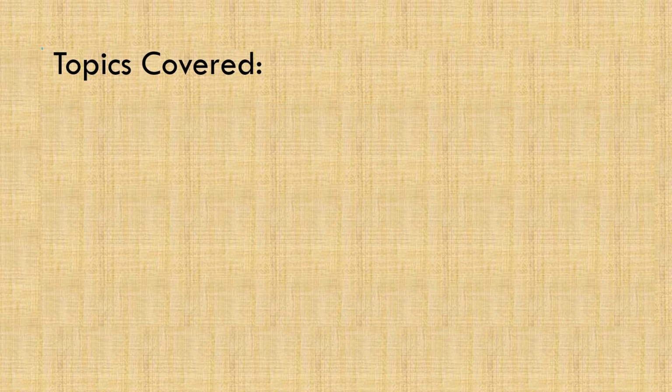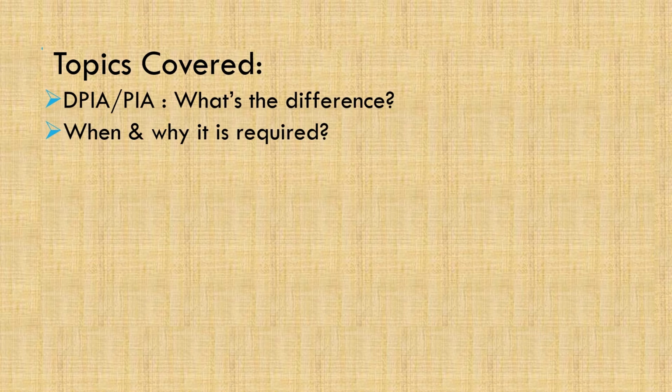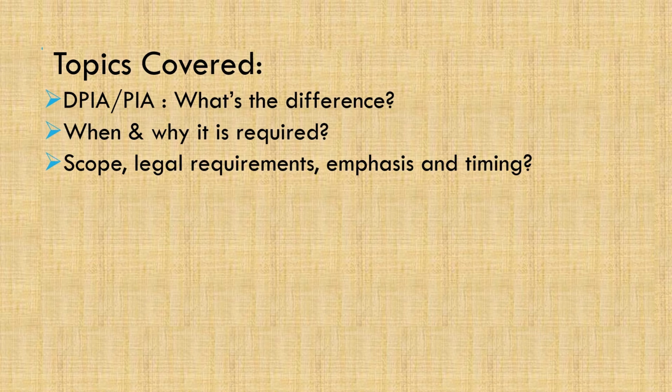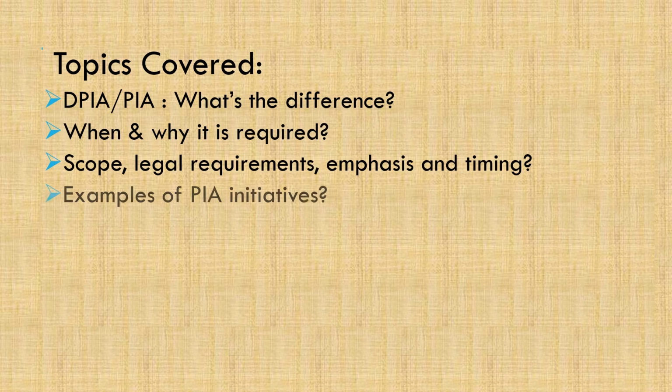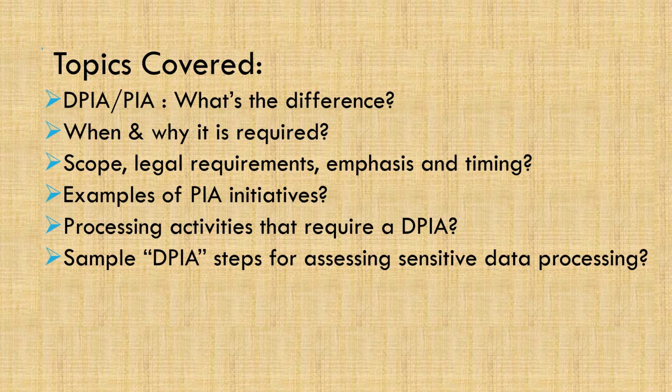The topics covered are: what is the difference between these two, when and why it is required, the scope, legal requirements, emphasis and timing, the examples of PIA initiatives, processing activities that require a DPIA, sample DPIA steps for assessing sensitive data processing activities, and the conclusion.